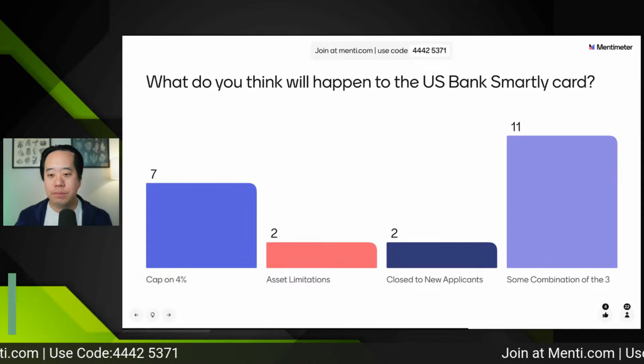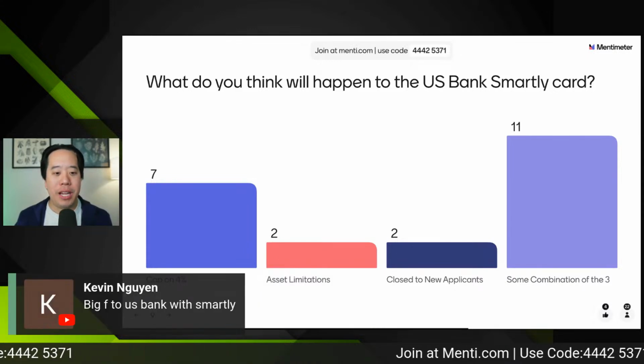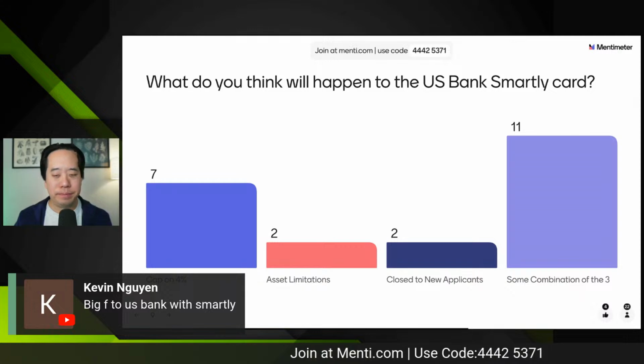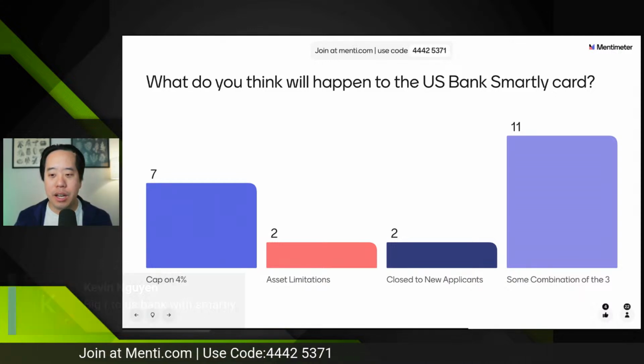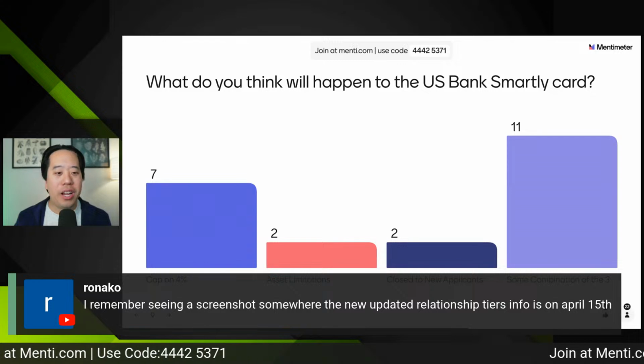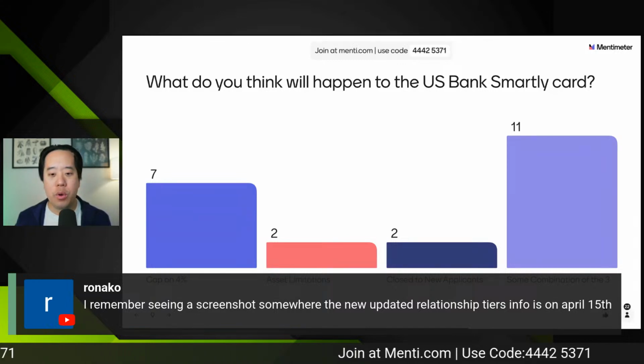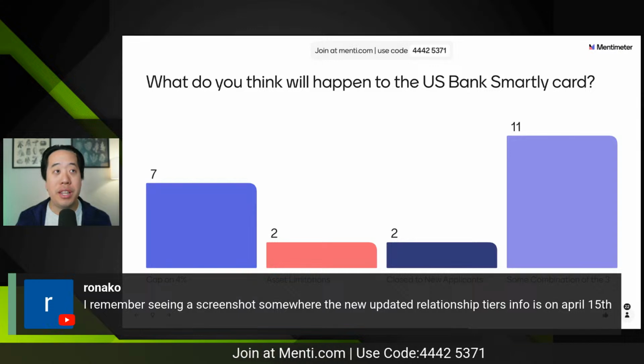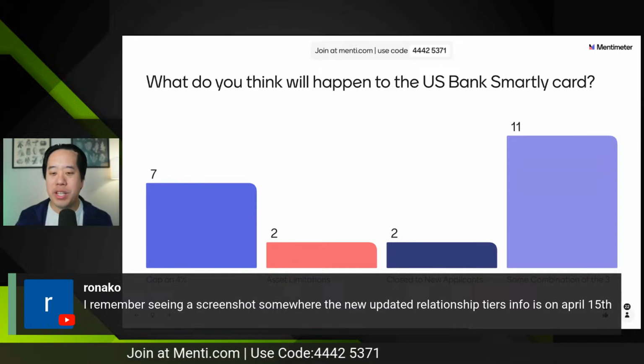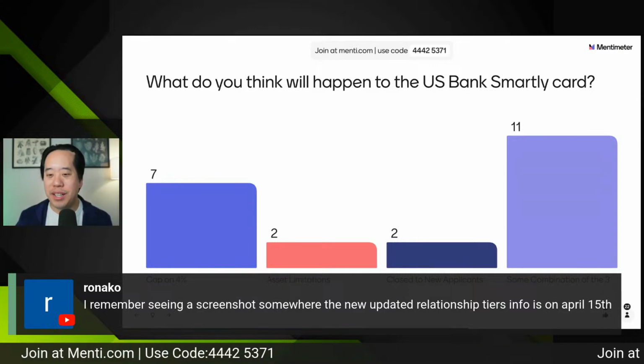Kevin Wynn also says big fail to US Bank with Smartly. Ronako says, I remember seeing a screenshot somewhere. The new updated relationship tiers info is on April 15th. Okay, we'll see that. They're going to wait until tax day to figure that out, which is fine.